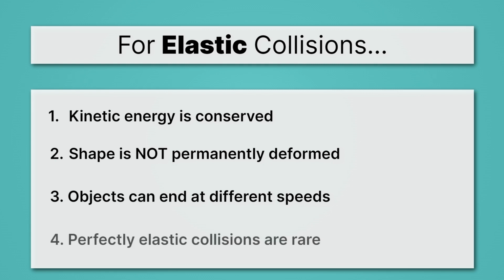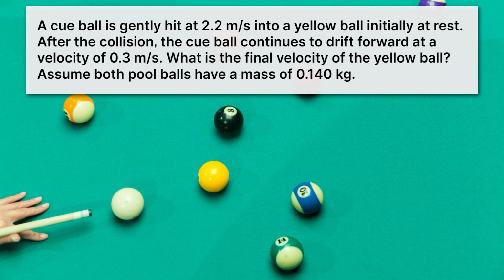And lastly, we said that perfectly elastic collisions are rare. This is just kind of a caveat for you to know. It's not actually going to be that important when we solve problems. We're going to assume collisions are perfectly elastic and solve for our answers on that basis. Let's take a look at a problem we might solve using our elastic collision equation.